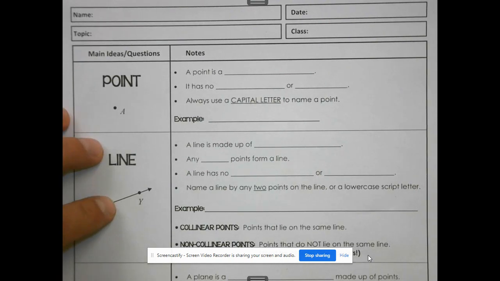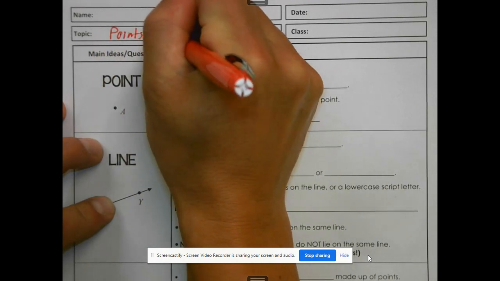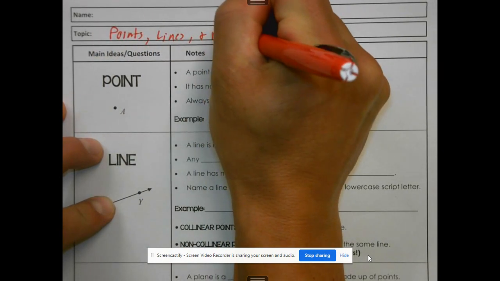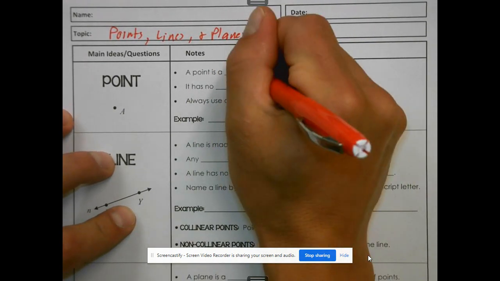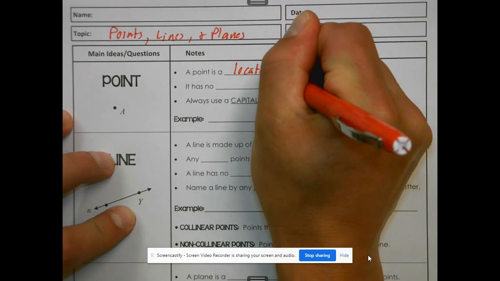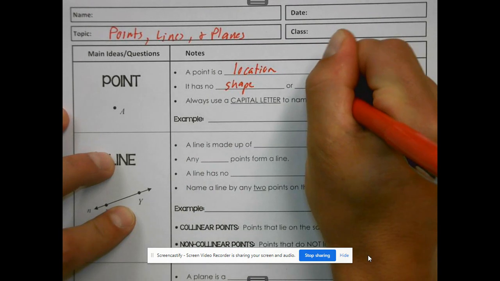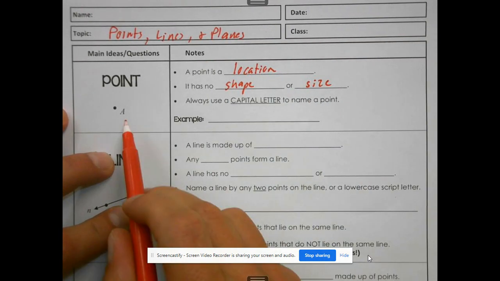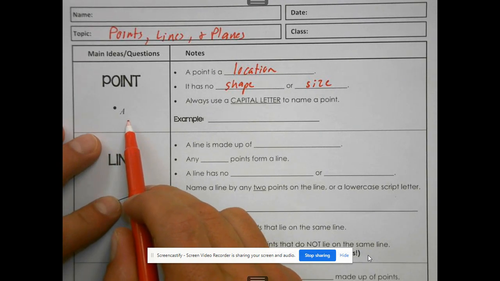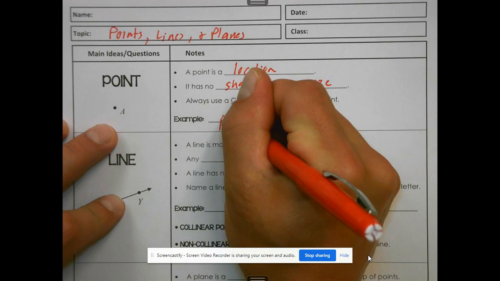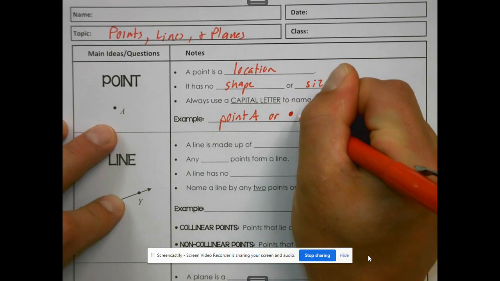All right, the lesson is points, lines, and planes. Simply, a point is a location. It has no shape or size. You check out to the left over here. This is an example of a point. You can always use a capital letter to name the point. How you would name it is just like this: point A, or you can put a dot in front of a capital A.